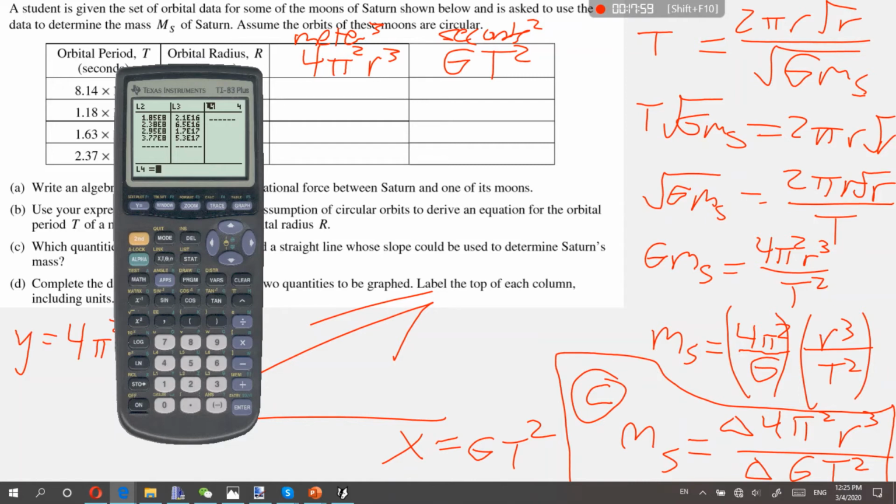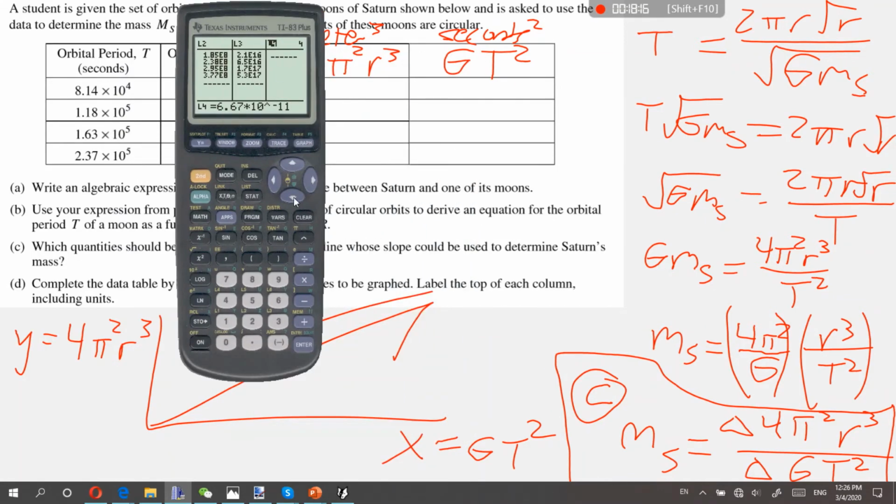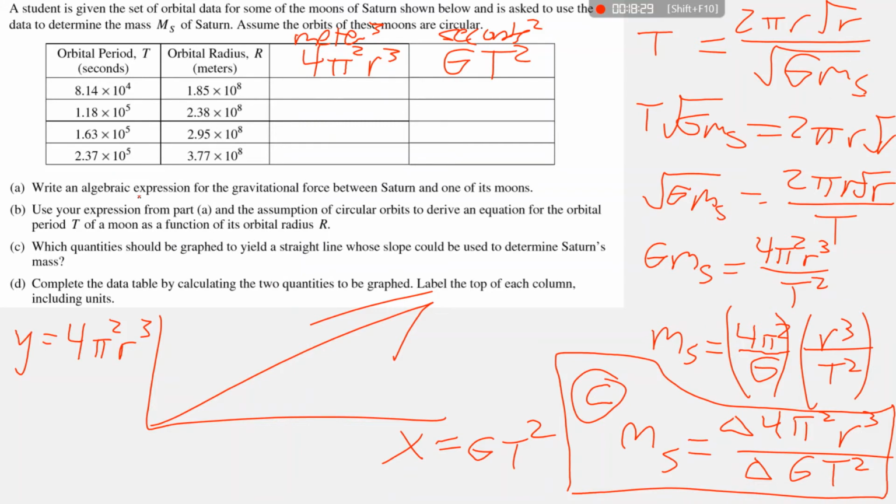I don't have it memorized either, so gravitational constant, 10 to the negative 11th, times 10 to the negative 11th. And then times t squared. It's 2 squared. Okay, and then we would just copy this into the table and get our answer. So let me do that really quick.